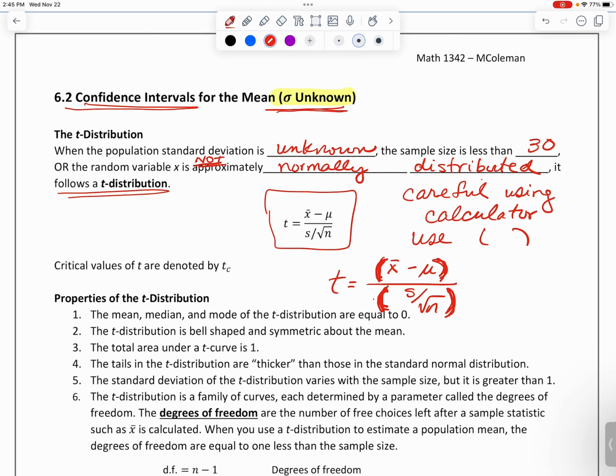Practice, practice, practice. Okay? We're going to look for critical values, and they're denoted by t sub c. Remember when we did the last section, 6.1, we did z sub c. Now we're going to look at t sub c.